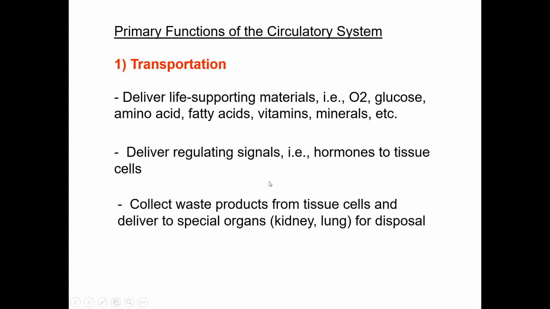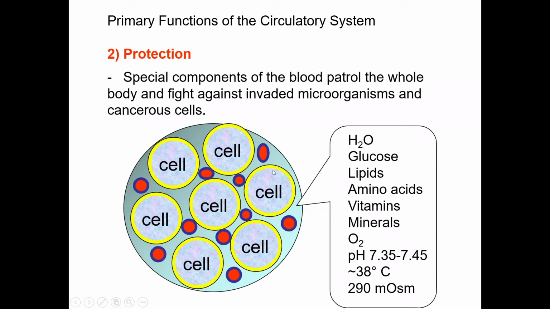One more function which is correlated with the transportation activity of the circulatory system or the blood is the collection of waste products from the tissue cells and their delivery to special organs like kidneys or lungs for disposal. And another one, as the blood roams within the body, due to its movement heat is generated and it is helpful in the maintenance of heat or temperature balance.